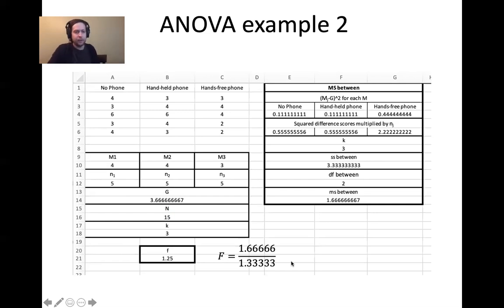The reason why the MS within hasn't changed is because the average amount of variability has not changed. I've added the same amount to each value here. I added 3 to each one here, which keeps the variability within this condition the same. I've added 2 to each score here, which keeps the variability here the same. So the average amount of variability within each condition is the same. So 1.33 is what it is now, the exact same as what it was in the original example 1.